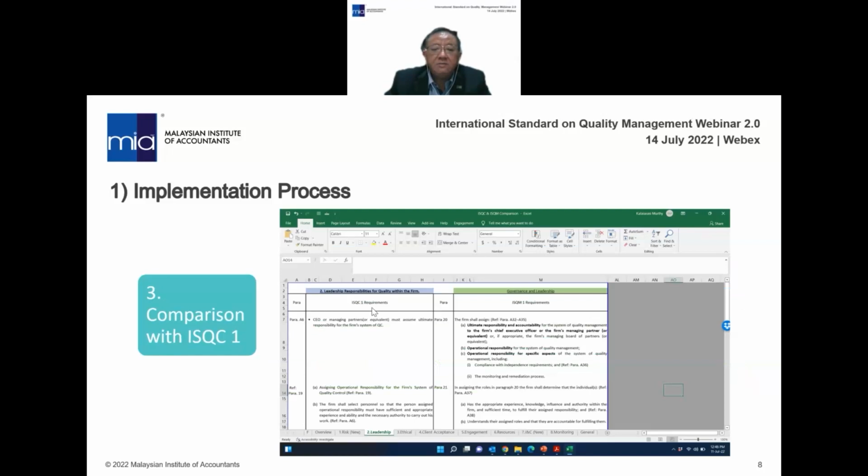We tabulate the IQC1 requirement, we tabulate the ISQM1 requirement. What is the difference? Because for IQC1, we already have established this process in the firm, so we don't want to start something new. We just look at what the IQC1 system has, and then compare to the new requirement, and we identify the new. Okay.